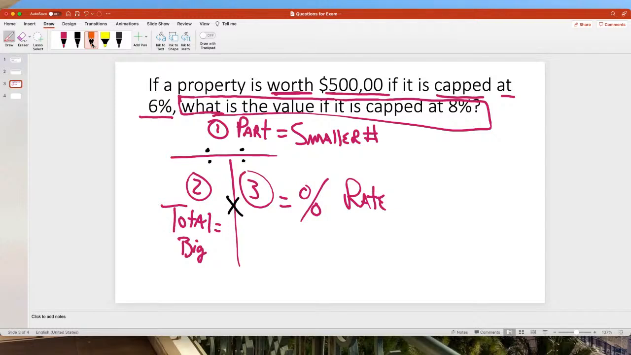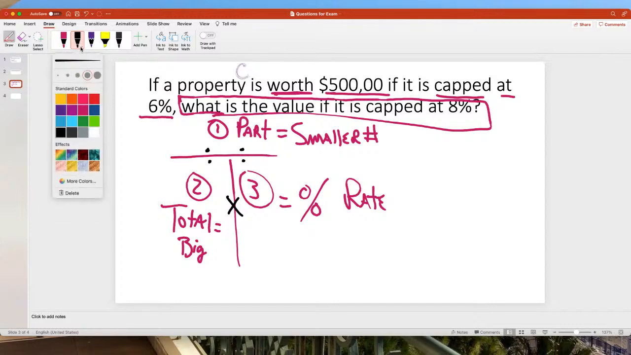So if a property is worth $500,000, if it's capped at 6%, what is the value if it's capped at 8%? Well, the other thing that I failed to tell you, because this is what we call a cap rate problem, and boy, that is really not very legible, and that's probably because I'm going to have to make that a little bit bigger here. Oh, I know what's wrong. I absolutely know exactly what's wrong. I'm using a pencil, so I'm going to change this to purple. Here we go.